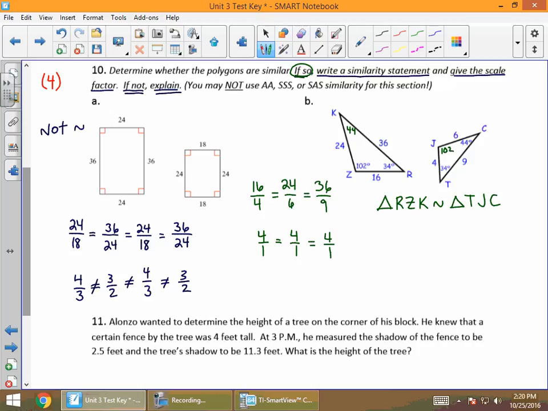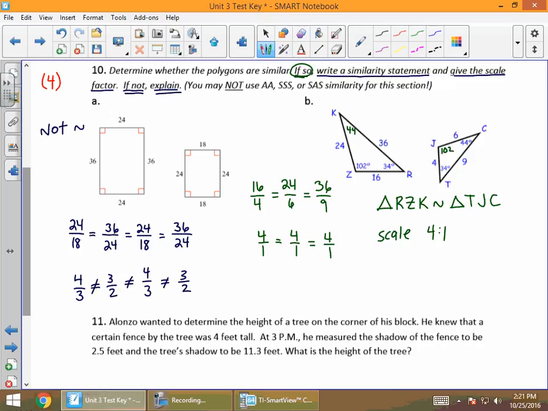The second one, give the scale factor. The scale factor is 4 to 1. That is a 4 to 1 ratio. Do not say that the scale factor is just 4. It has to be a ratio, 4 to something. So make sure it is 4 to 1. You could also write that as the fraction, 4 over 1 if you wanted to. So that's where your 4 points come from.